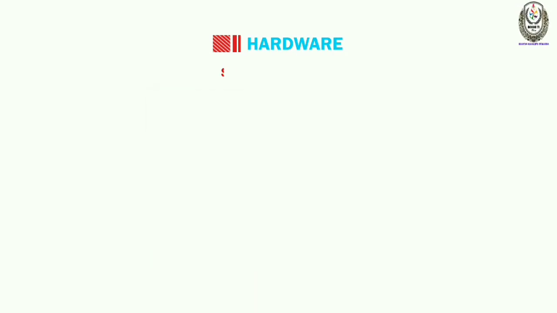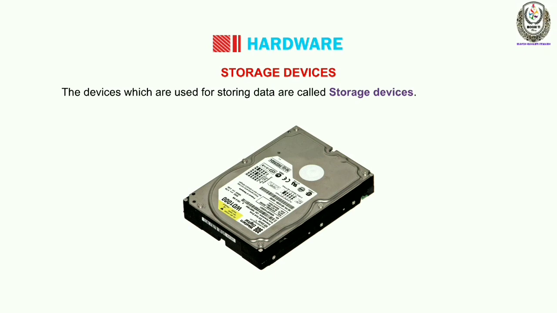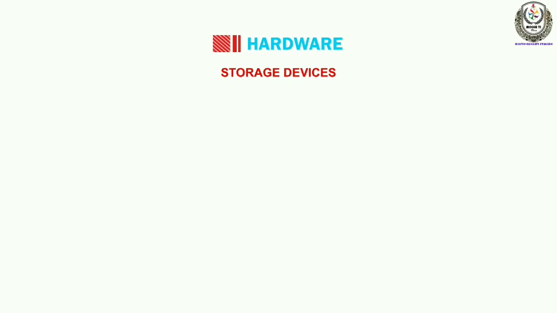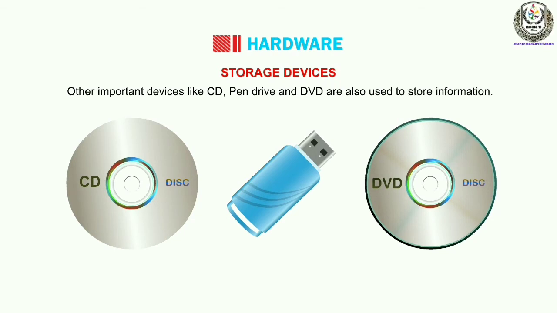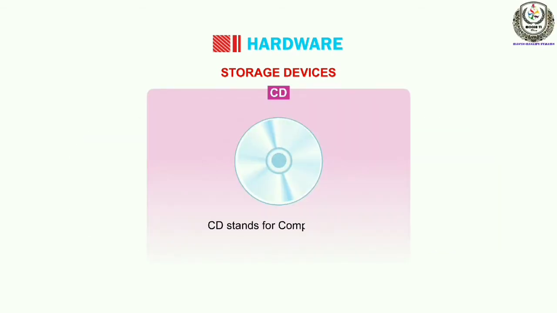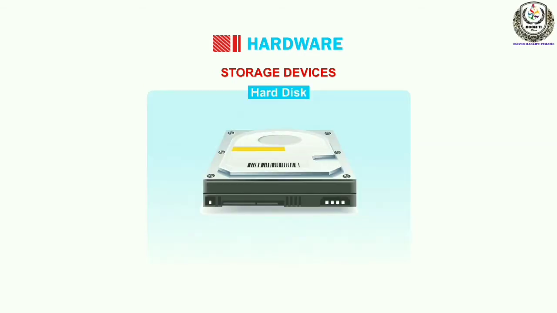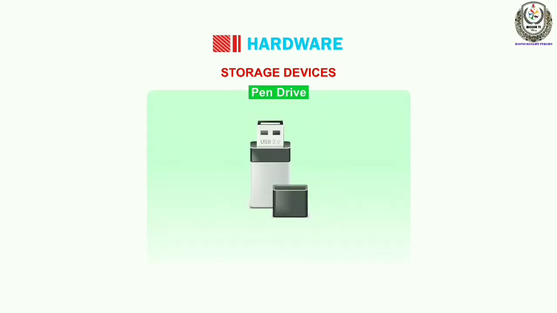Alright, let me now explain the storage devices. The devices which are used for storing data are called storage devices. Hard disk is the main storage device which stores all the work we do on a computer. Other important devices like CD, pen drive and DVD are also used to store information. CD stands for compact disc. It is a flat, shiny disc that stores a lot of information. Hard disk is a device which stores a huge amount of data and information. It is present inside the CPU box. Pen drive is very small in size, but can store and transfer data from one computer to another. It can easily be handled.